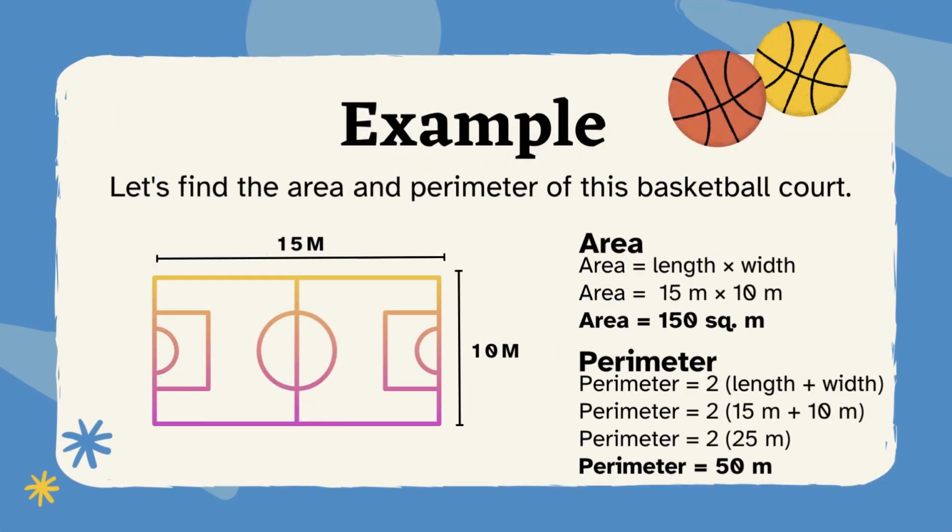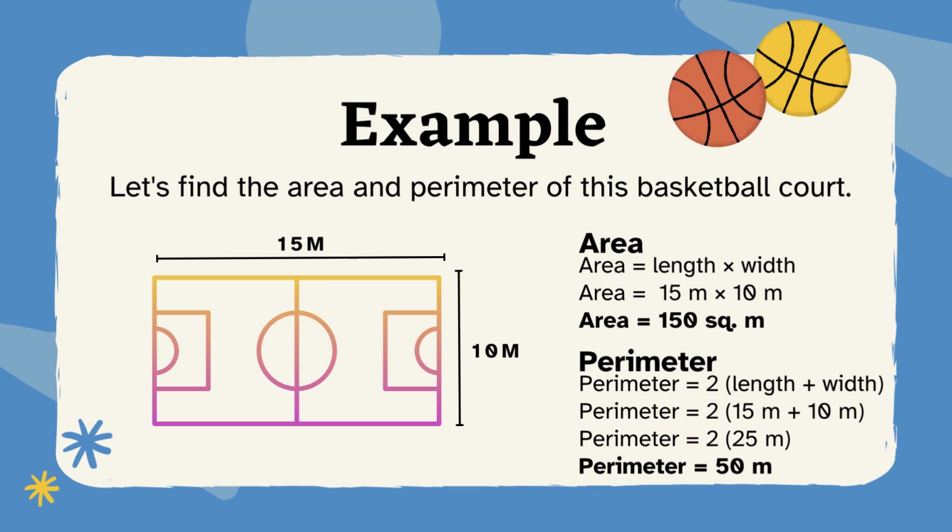Look at this rectangular shaped basketball court whose length is 15 meters and width is 10 meters. Let's find out area and perimeter of this basketball court. Area is equal to length into width. Here length is given as 15 meters and width is given as 10 meters. So area will be equal to 15 meters multiplied by 10 meters. 15 times 10 is 150 and meter into meter will be square meters. So area of this basketball court will be equal to 150 square meters.